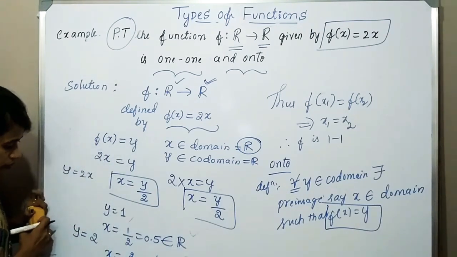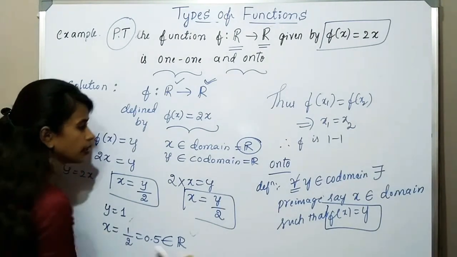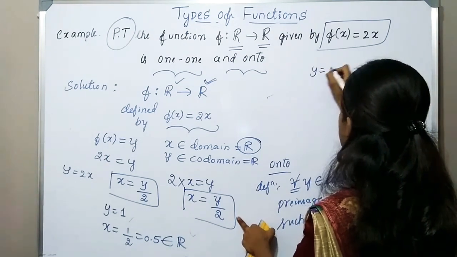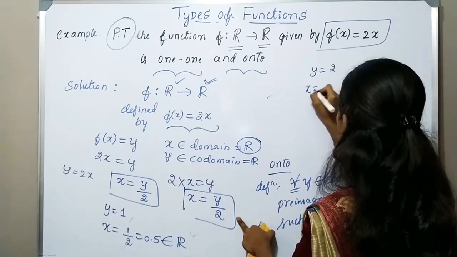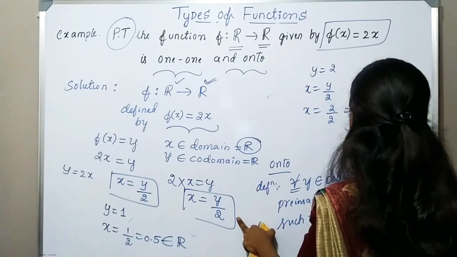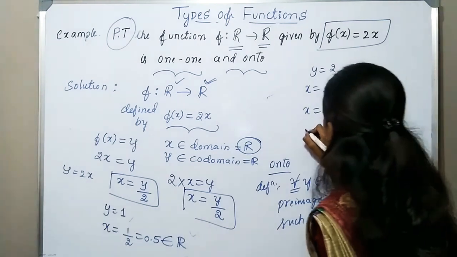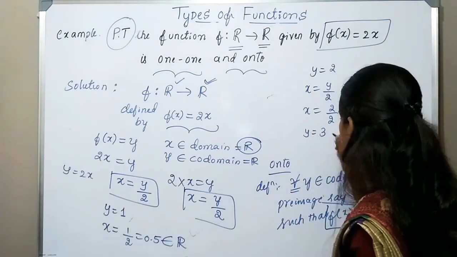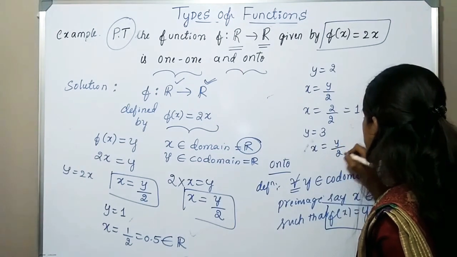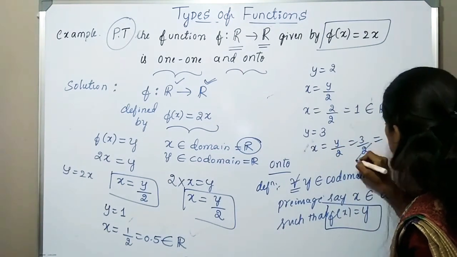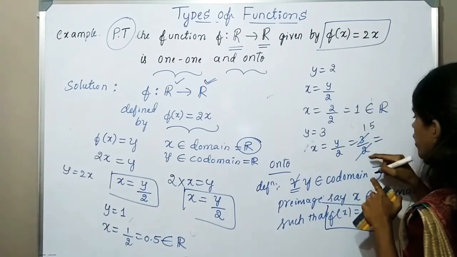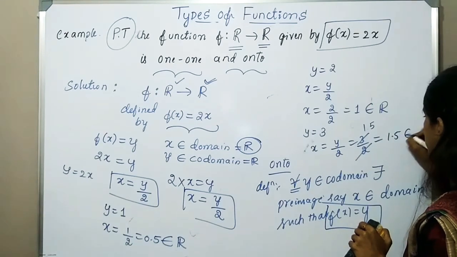Is it okay? So here, if I take y is equal to say 2, so what is x value? Y by 2. So x is equal to 2 by 2. 2 by 2 is 1. 1 clearly belongs to real number. If I take y is equal to say 3, then what is x? X is equal to y by 2, that is 3 by 2. 3 by 2 means 1.5. 1.5 clearly belongs to real number.